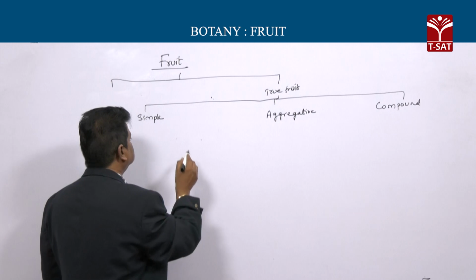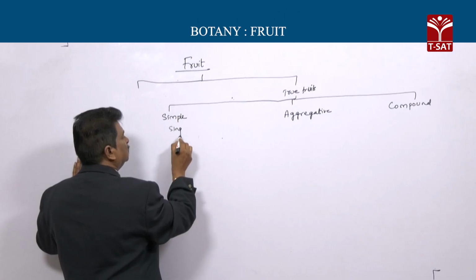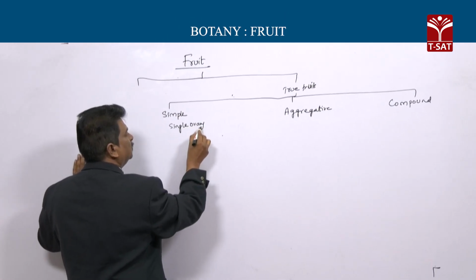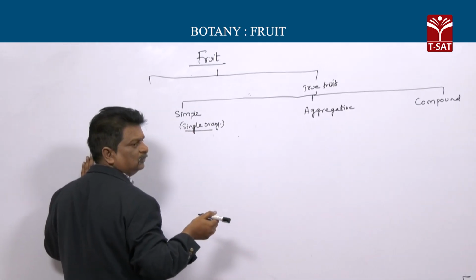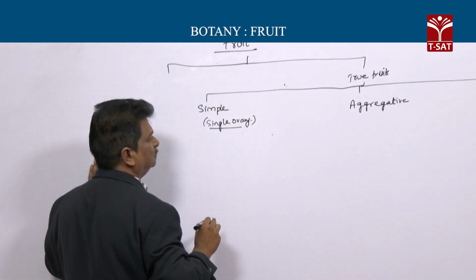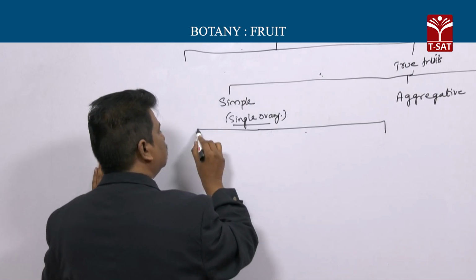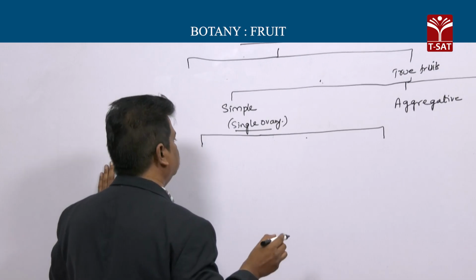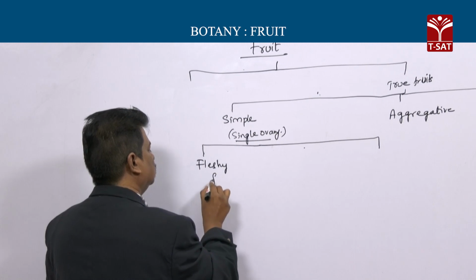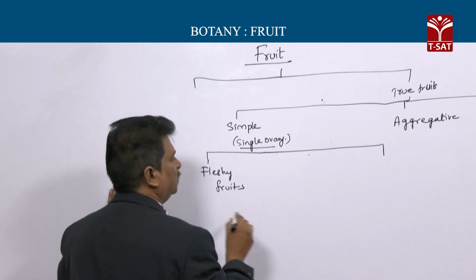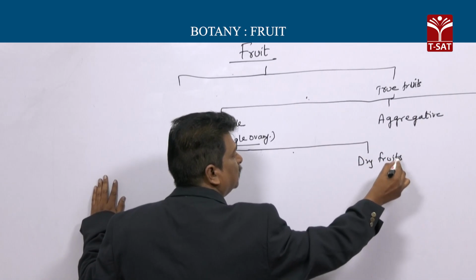Three types. So the first one, simple fruit. A fruit developed from a single ovary of a flower is called a simple fruit. Simple fruits are again classified into two types. One is fleshy fruits, and the second one dry fruits. Fleshy and dry fruits.